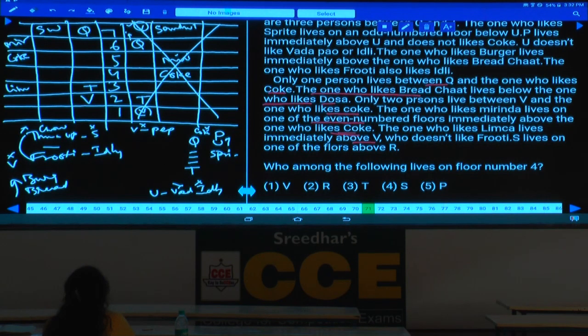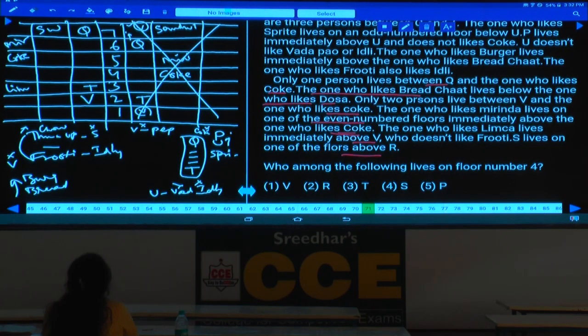As V does not like fruity, where should this V be, tell me, here? No, between fruity and thumbs up there must be exactly one. Sorry, between fruity and thumbs up there must be exactly one. Tell me what are the different possibilities for this? Yes, thumbs up and fruity, or fruity and thumbs up, isn't it? Then S lives on one of the floors above R. S is on one of the floors above R. Now, as of now, we have taken this information: between Q and D, there are 3.